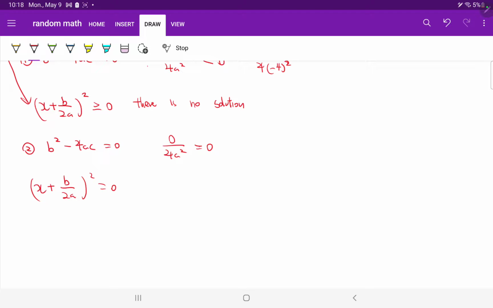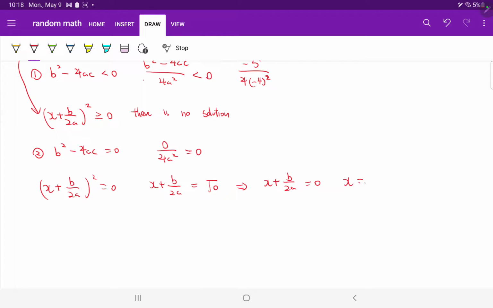Well, we take the square root of 0, which is 0, right? So x plus b over 2a equals the square root of 0, which is 0. Then this becomes x plus b over 2a equal to 0. Then what is x? x just becomes negative b over 2a. So in this case, where b squared minus 4ac is equal to 0, we only have one solution, and you can obtain that solution by using negative b over 2a. So this is our second case.